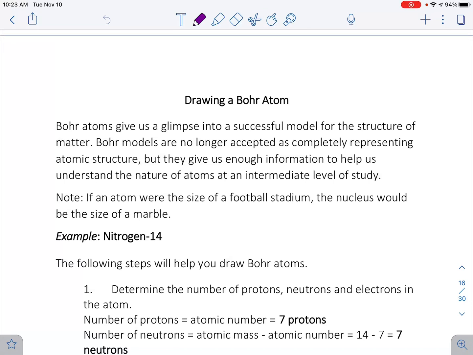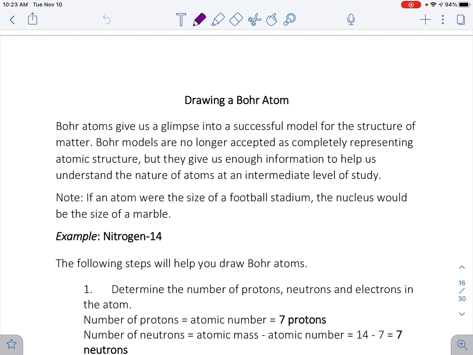Hello everybody, today is lesson 4 in our chemistry unit, and for lesson 4 we're going to be discussing the Bohr atom. So the Bohr atom is one of the ways that we represent the particles that make up an atom or the element. And it's a very useful model. It's used right up into university, even though there are other more detailed models that come later.